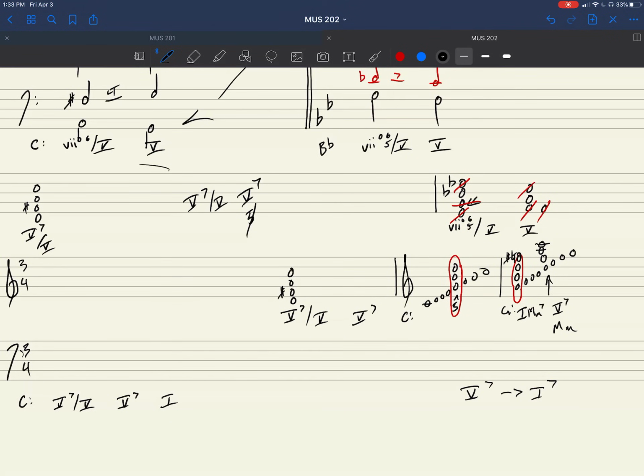Okay, now let's draw our 5-7. So remember, we're doing a 5-7 in the key of C. So I've got the notes G, B. I'm going to leave out the 5th, so I'm not going to have a D, and I'm going to have an F natural.